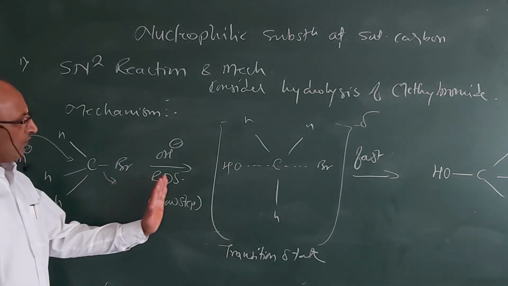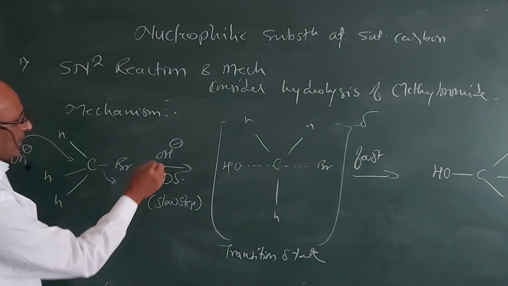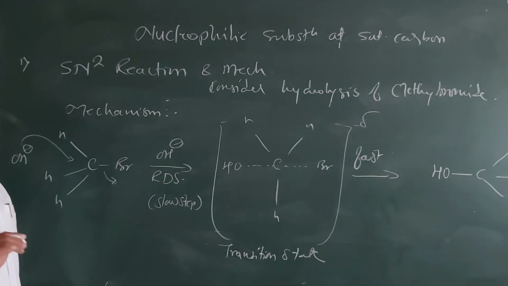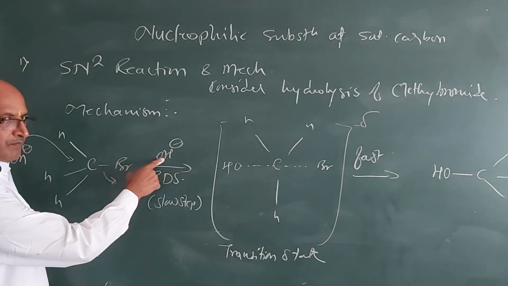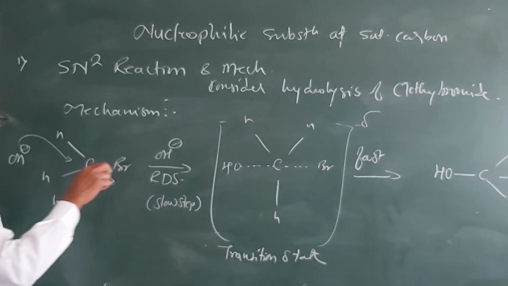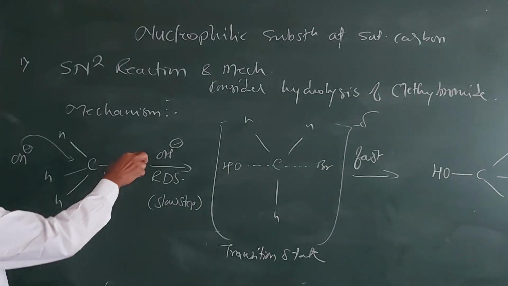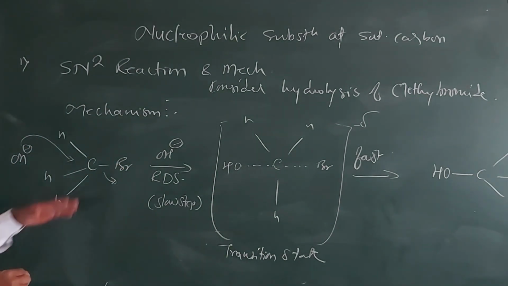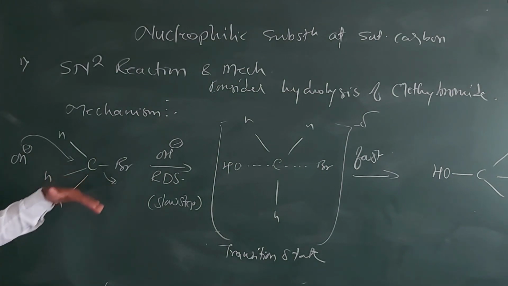Now, whatever we have seen, the attack of OH from the front side is not possible, because OH is a negatively charged species, nucleophilic in nature, and nucleophiles repel each other, and that's why there is no chance of attack from the front side. That's why the back side attack is taking place. And so you are supposed to explain this mechanism in steps.